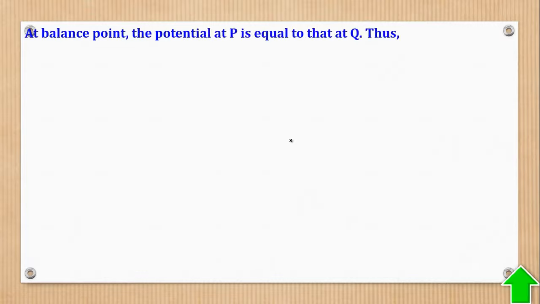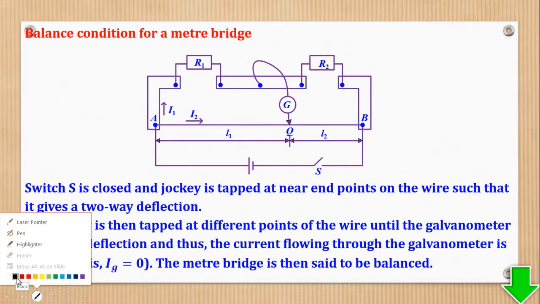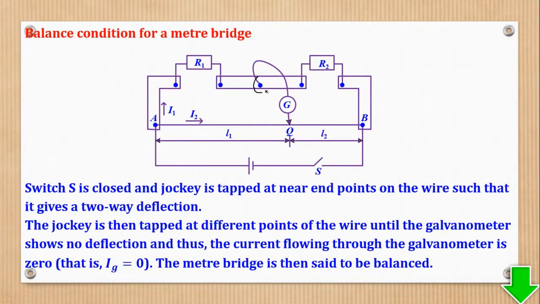At the balance point, the potential at P is equal to the potential at Q. Therefore, the PD across R1 is equal to the PD across the wire AP. Just like we did for the Wheatstone bridge, this is our point P. The potential at P is equal to the potential at Q, meaning that the PD across R1 is equal to the PD across the length L1. Similarly, the PD across R2 is equal to the PD across QB.